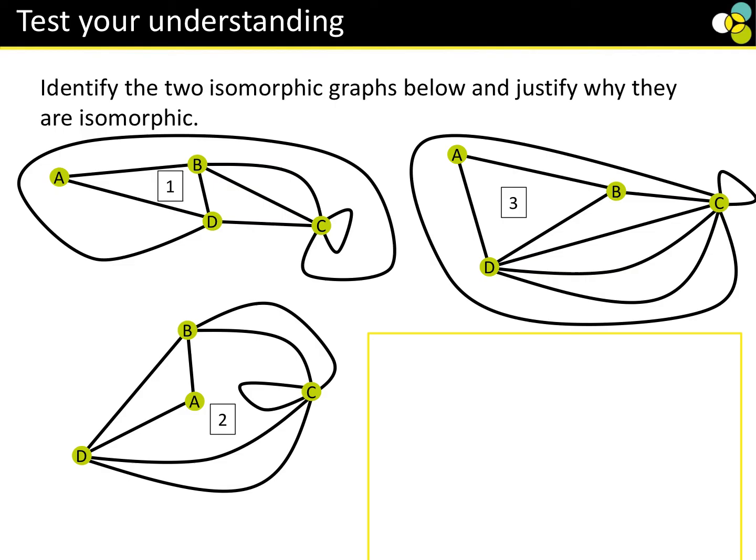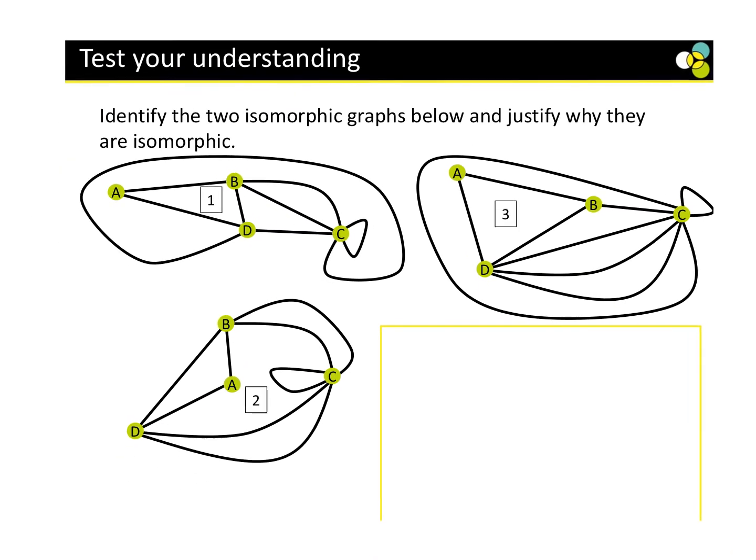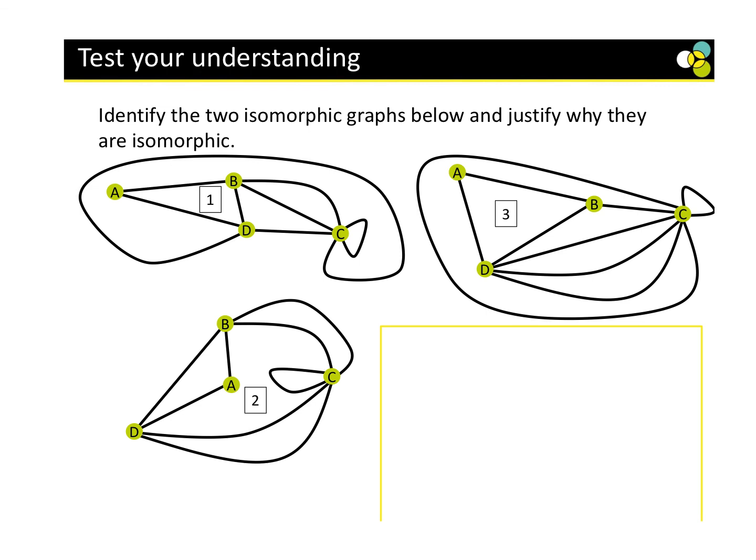Off you go. Okay, so 1 and 2. Now, at a glance, why could that be? I can immediately see that B here is only connected to A, D, and C with 3 arcs. Whereas on number 1, I've got 4 arcs, and here I've got 4 arcs. That would lead me to believe, if I knew that 2 were definitely isomorphic, it is 1 and 2.